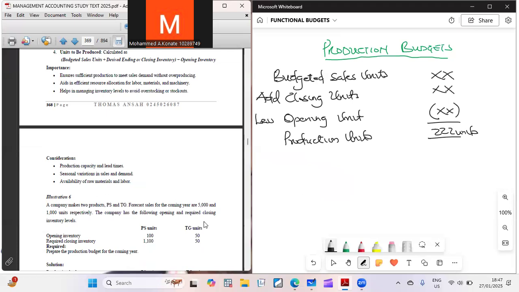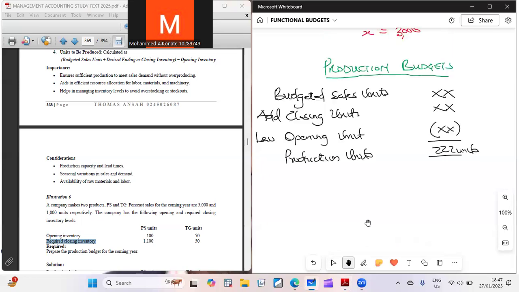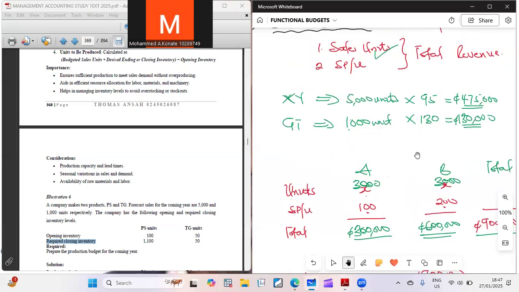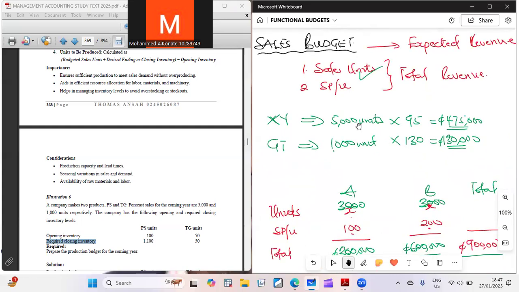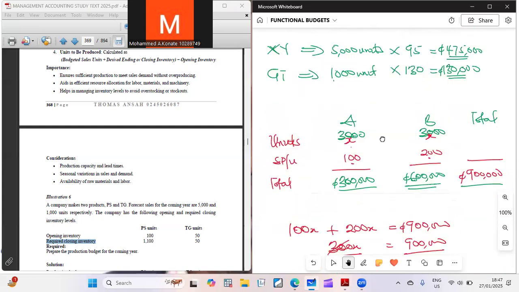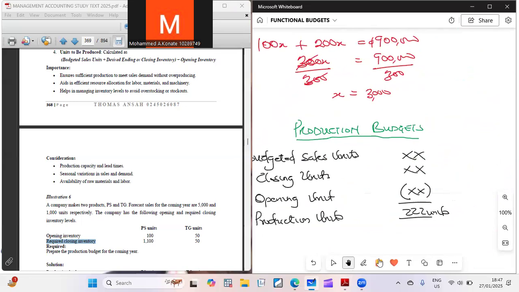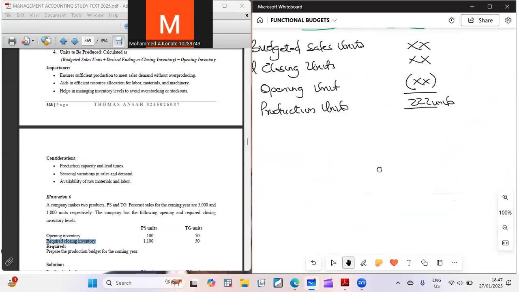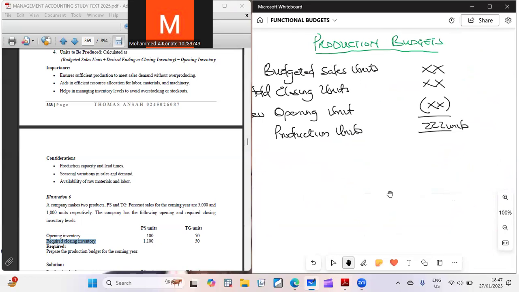So now look, the same question we did. Now we have the opening and we have also the closing. So how are we going to now do the production budget for it? So when we worked it, we had the sales, this particular example. We were given the sales unit. So let's see how the production budget will be. There are two products, PS and TG. The same product we were doing.